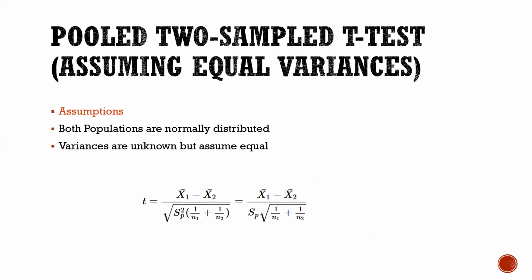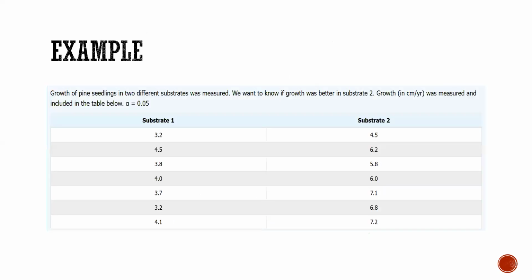Next is the pooled two-sample t-test, in which we assume that the variances are equal. The assumption is that both populations are normally distributed and the variances are unknown, but assumed equal. You will see in the formula that there is x1 minus x2, which is the difference of the sample means, and under the root you see Sp, which shows the pooled variance. In a pooled two-sample t-test, we use the pooled variance. We calculate it by combining the variances of both samples.